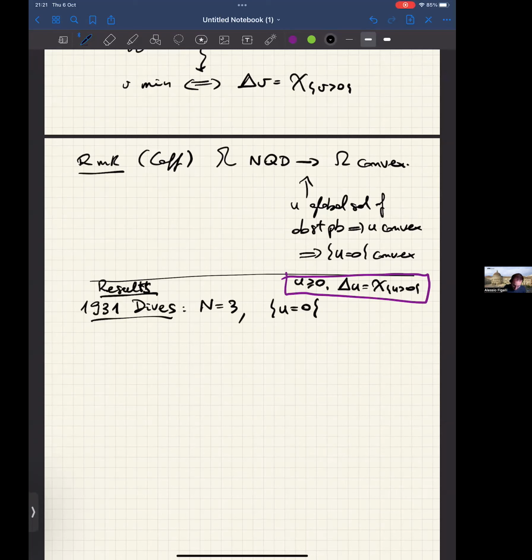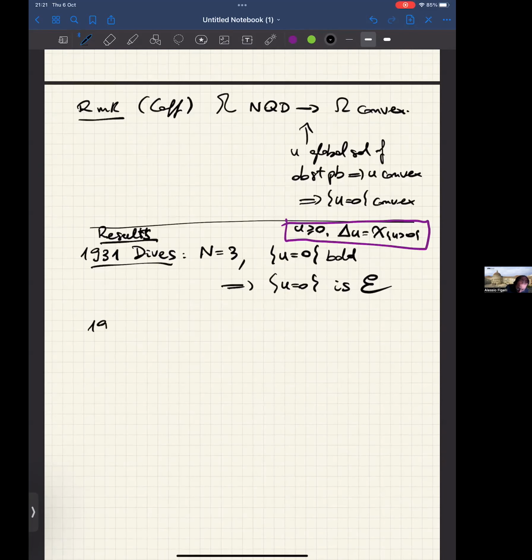So Dives in 1931 proved that if n is 3 and the contact set {u = 0} is bounded, then {u = 0} is an ellipsoid. Okay, so he proved that in dimension 3, all bounded sets which are null quadratic domains must be ellipsoids.